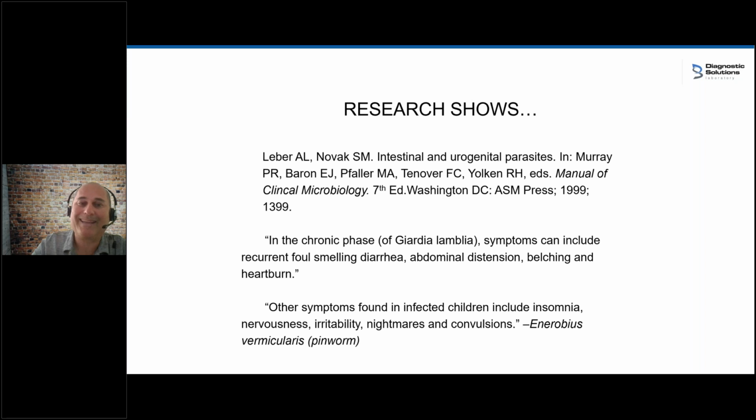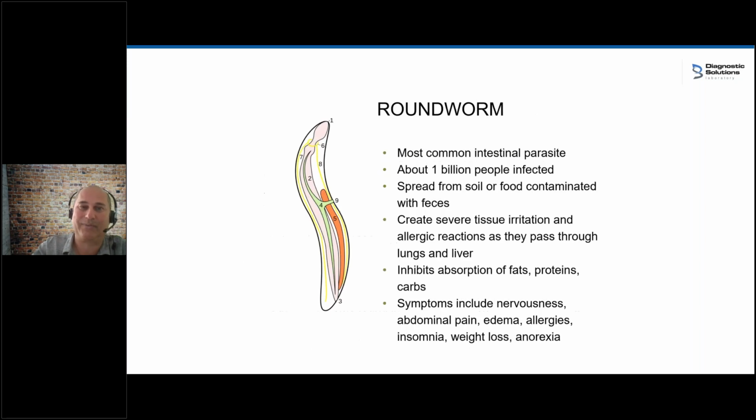Horrible. And here's the thing, the classic symptoms of Giardia are really bad smelling intestinal gas and bloating. But the vast majority of people that I've had with Giardia don't have any of these obvious Giardia symptoms. That's why it's so hard to deal with. And then we have roundworm.